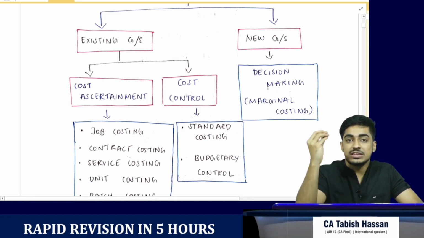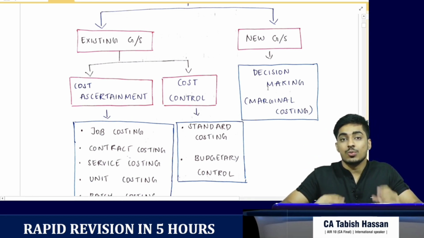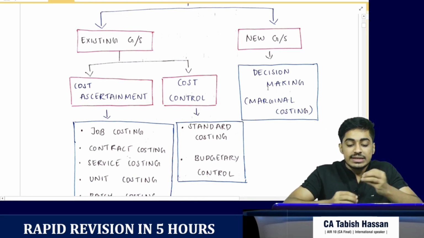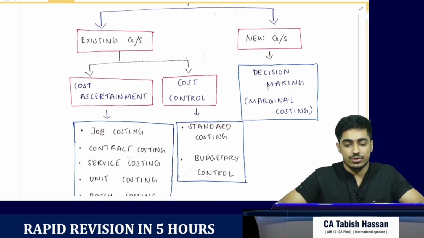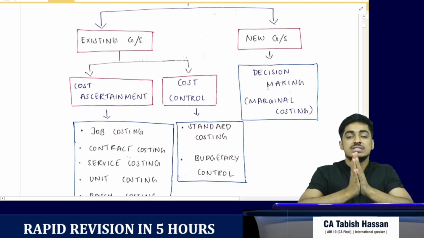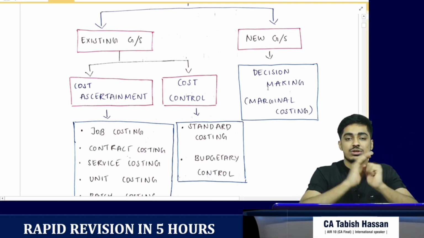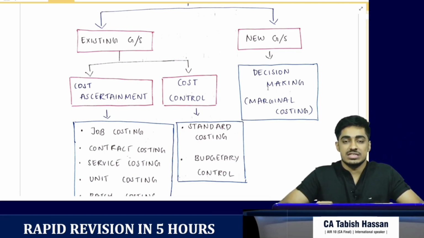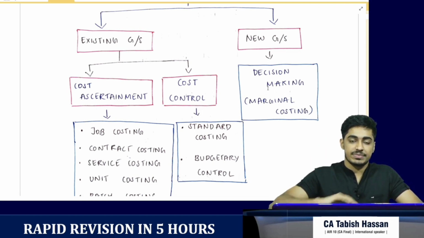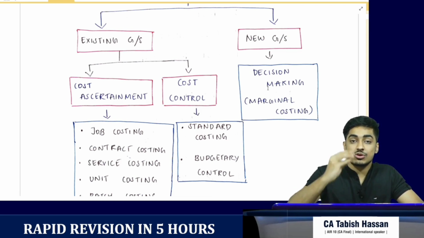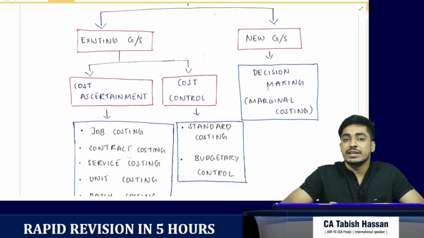And for manufacturing new goods or services, what is our objective? We are trying to take a decision whether to manufacture or not, whether to accept the offer or not. So for existing goods or services, it is either cost ascertainment or cost control. For new goods or services, we have decision making. Decision making we make on the principle of marginal costing. And coming to existing goods or services, cost control, we have two techniques.